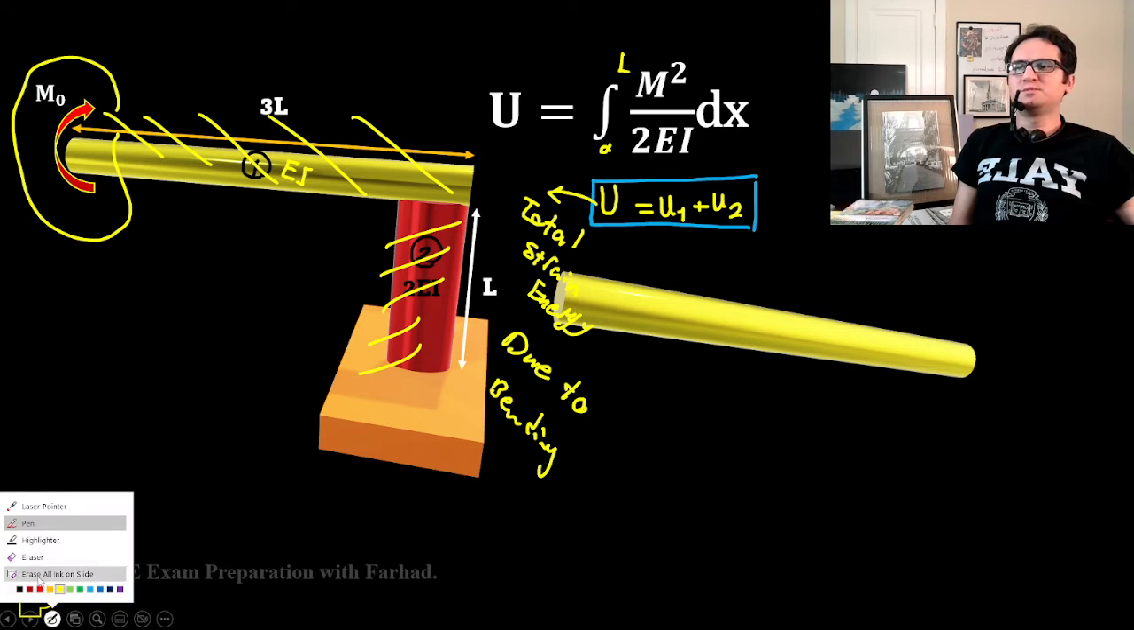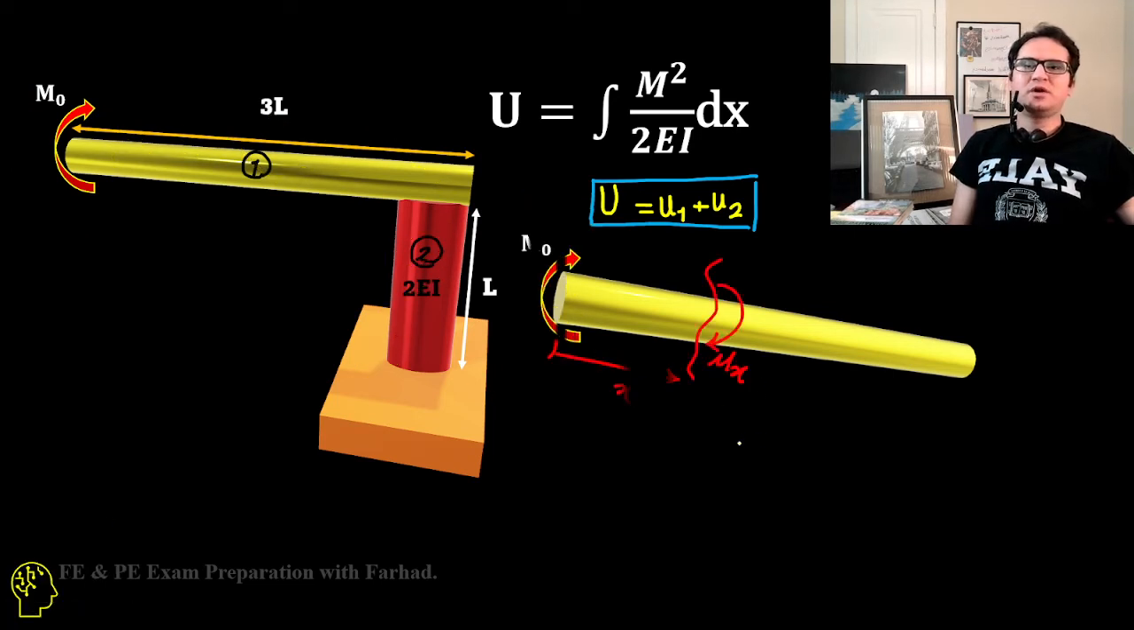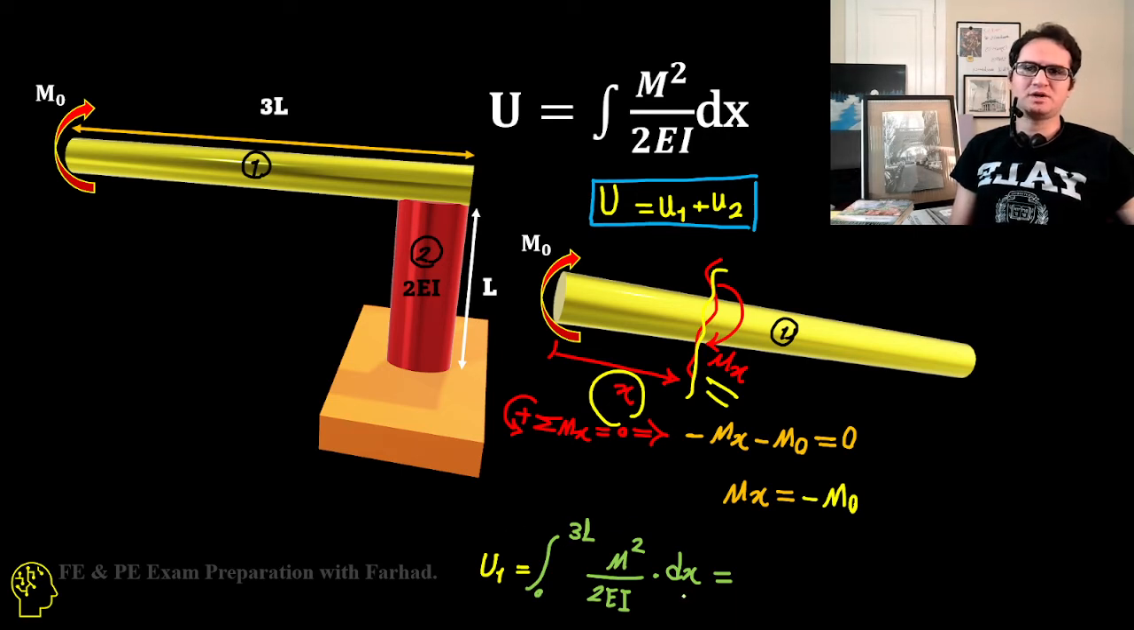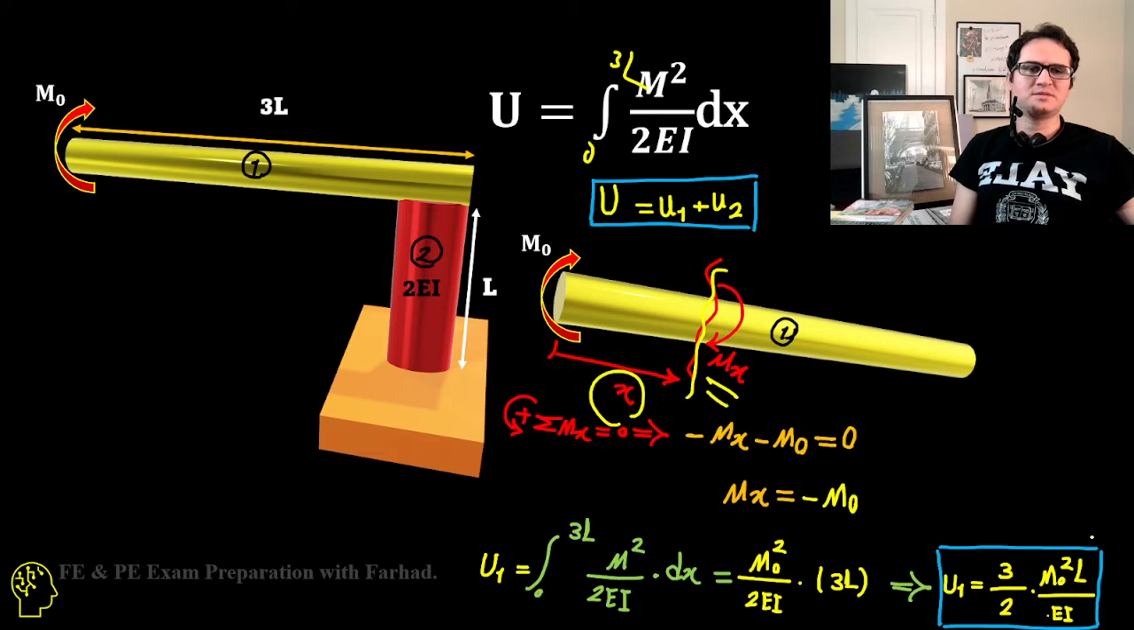If you take out part 1 and take a distance of x and take a moment about that point, the summation of moments about x goes to 0, minus Mx minus M naught equals 0, and that gives us Mx equal to negative M naught. So U1 is the integration from 0 to 3L of M squared over 2EI times dx. If you replace that, a negative M in parentheses squared is positive M naught squared over 2EI times the length, which is the integration of dx from 0 to 3L, and that's 3L. So U1 is 1.5 M naught squared L over EI.